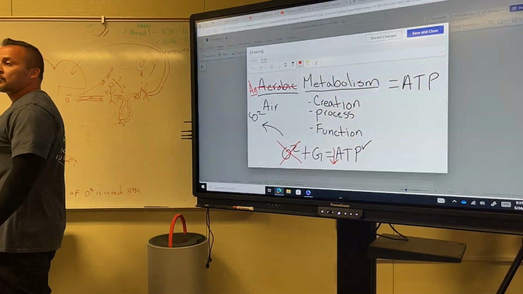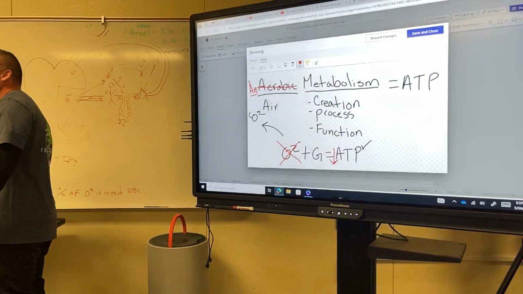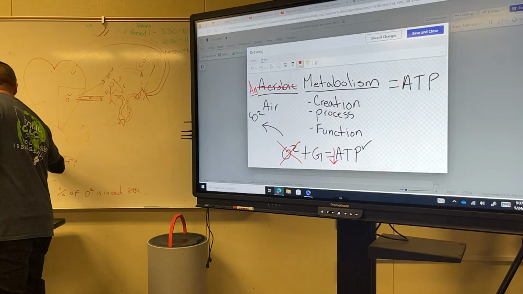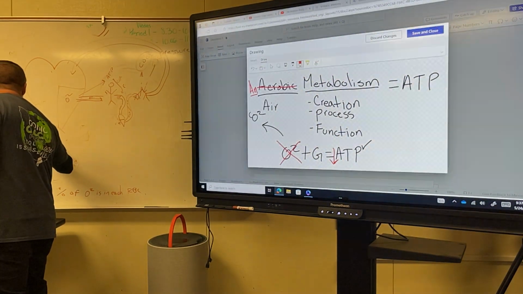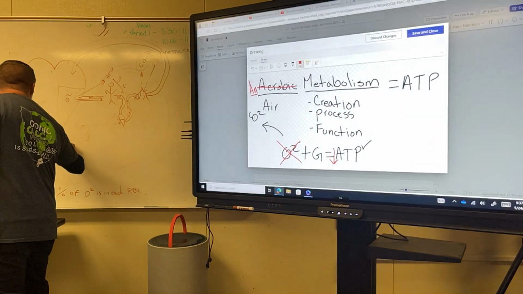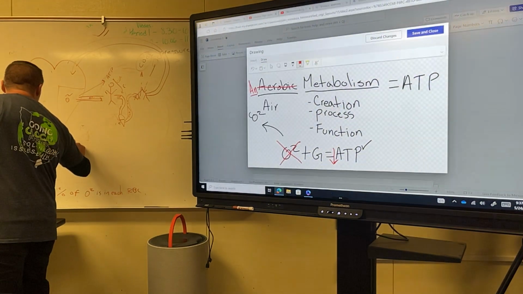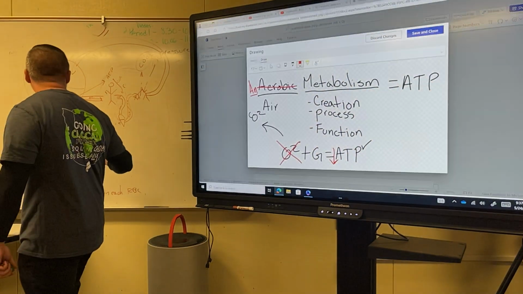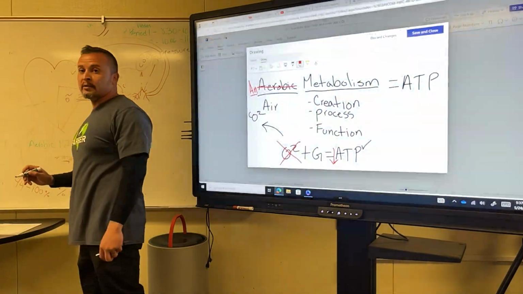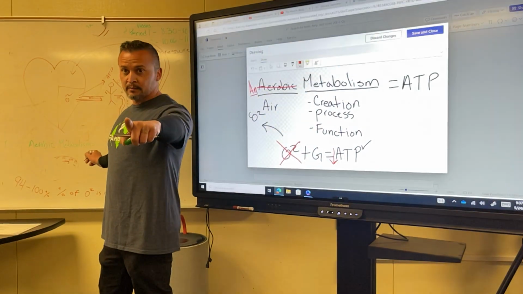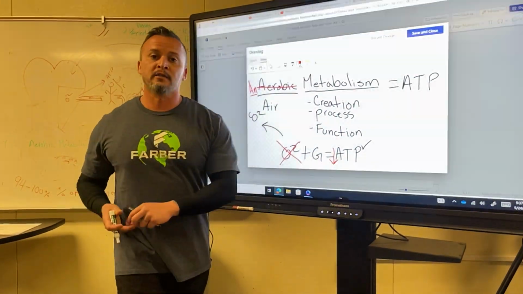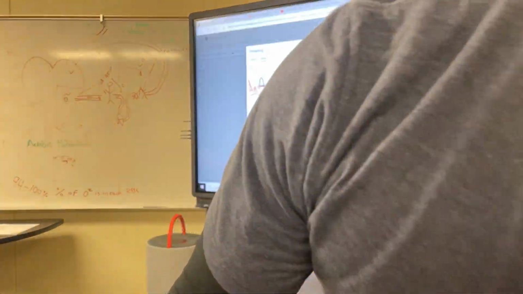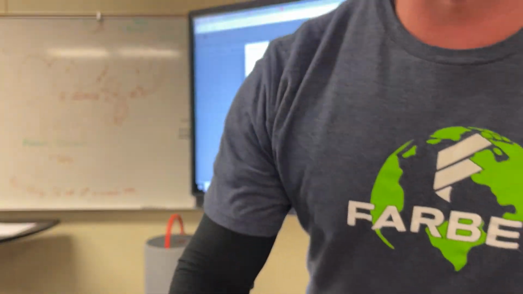So actually, let's do this. I want you guys to write this down. Aerobic metabolism equals aerobic metabolism. Can you see me on there? Perfect. Oh wait, it has the notification. Oh, it's fine. Why does it do that every time? It's because the battery's going low. Charge your phone. I'm bad at that.